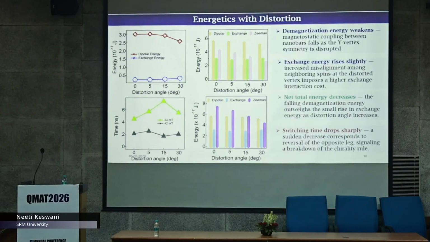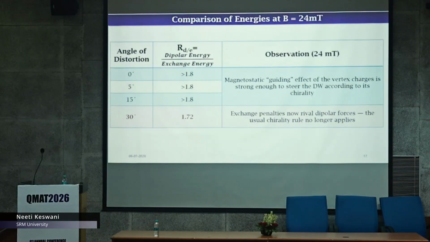And finally, for 42 millitesla, we observed that Zeeman energy was very high compared to dipolar and exchange, but it showed a similar trend, but dipolar energy remained almost constant. Your exchange energy remains almost constant. But for switching time, it is highest at 15 degree. And we know there was an anomaly at 15 degree. So let us try to further understand what is changing. It's different energies playing their different roles. They are increasing, their distinct symmetry is broken. So let's try to understand.